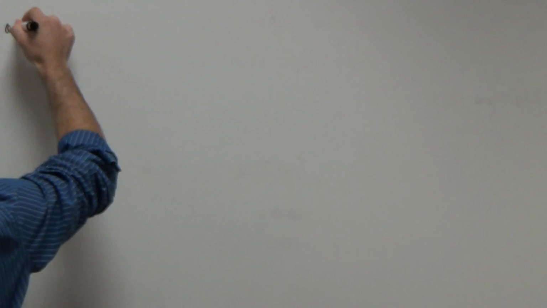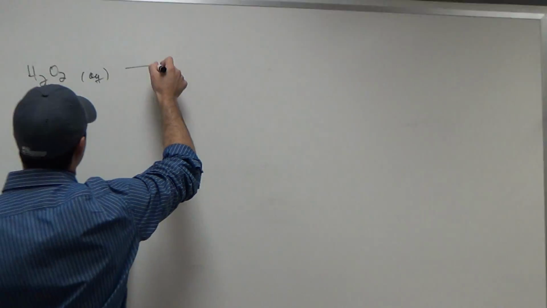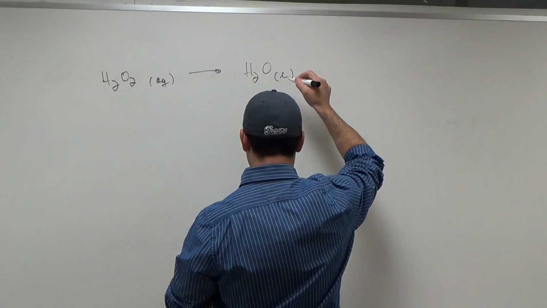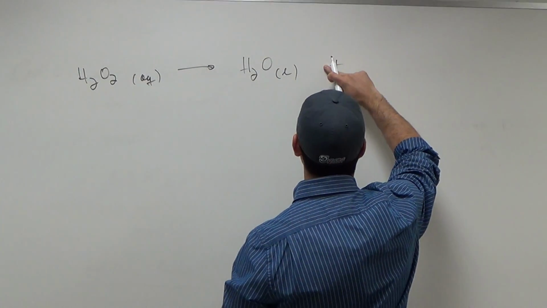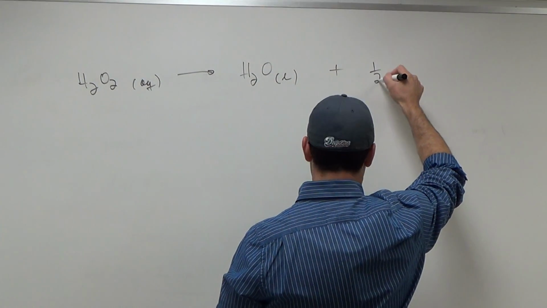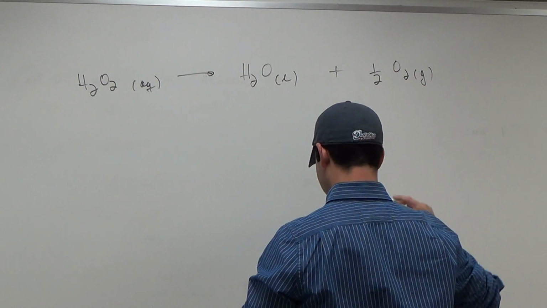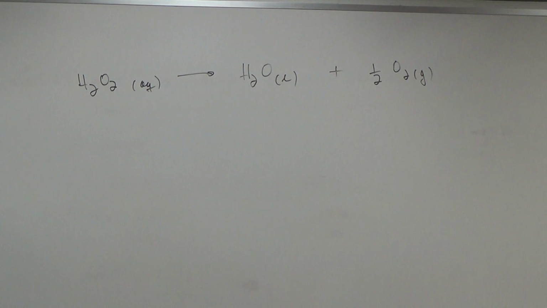All right, let's do another one, okay? Let's say we have this. This is for the decomposition of hydrogen peroxide. What is hydrogen peroxide used for? Cleaning wounds. What is the use of hydrogen peroxide, my friends? Disinfectant.